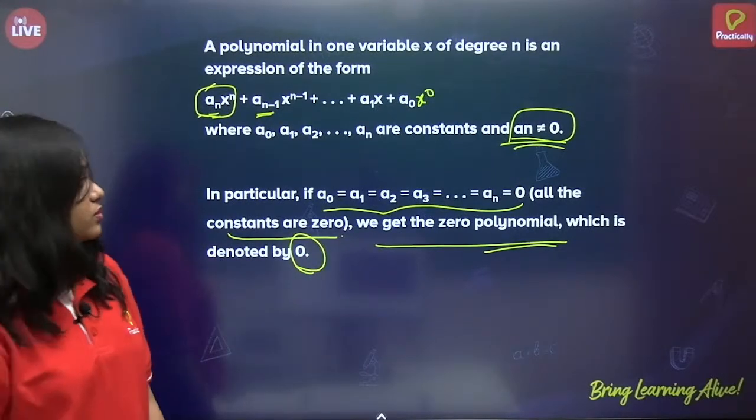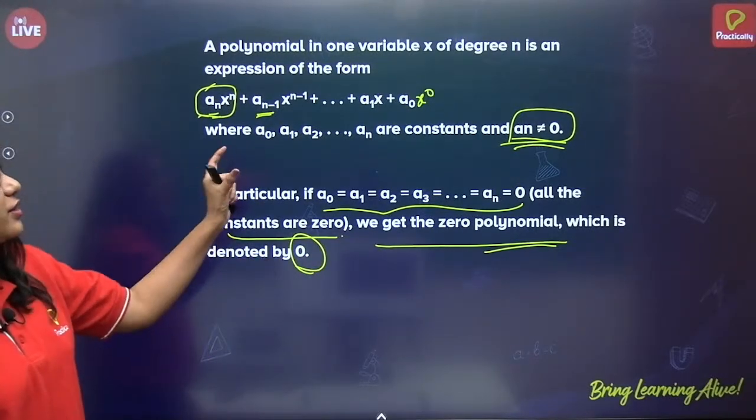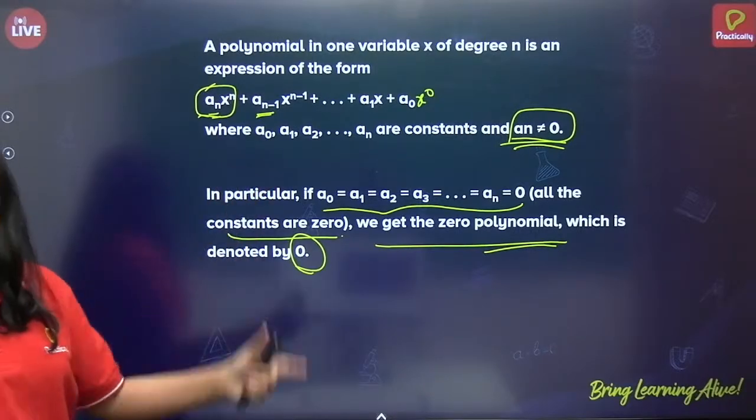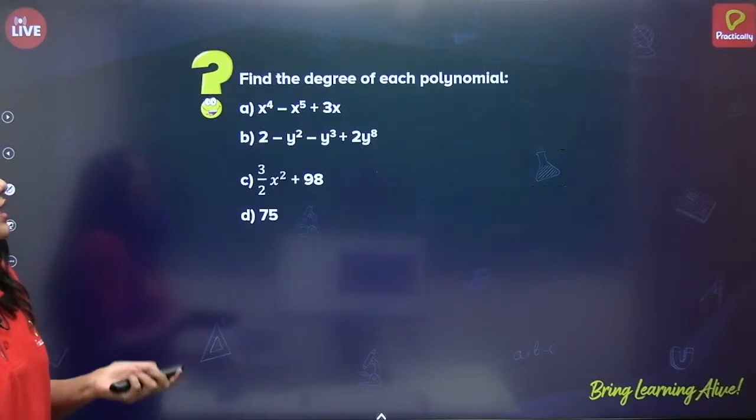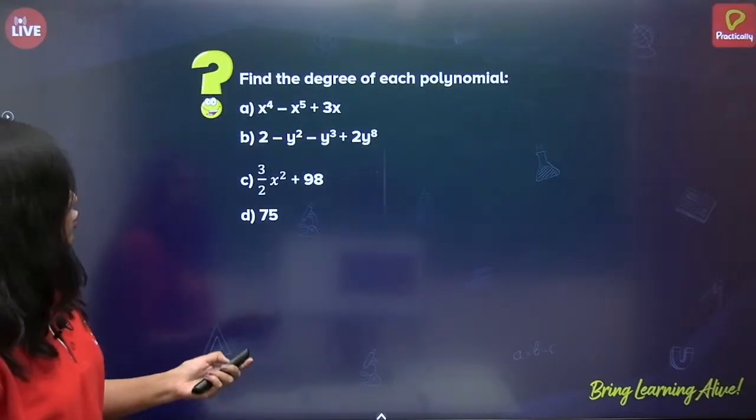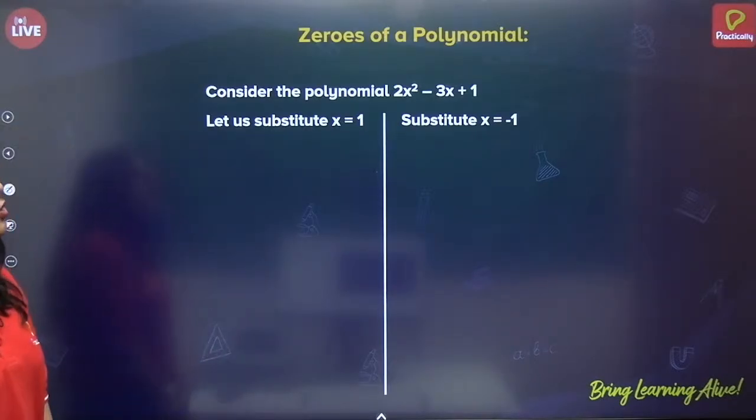Okay. So, this is just a general form of a polynomial with one variable x of degree n. Alright. Next. Okay, we have already solved this, correct? Yeah, zeros of a polynomial.